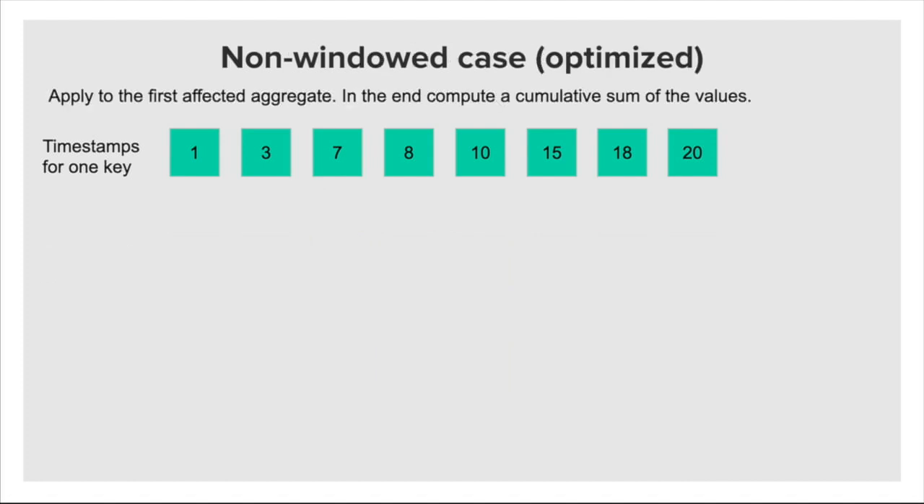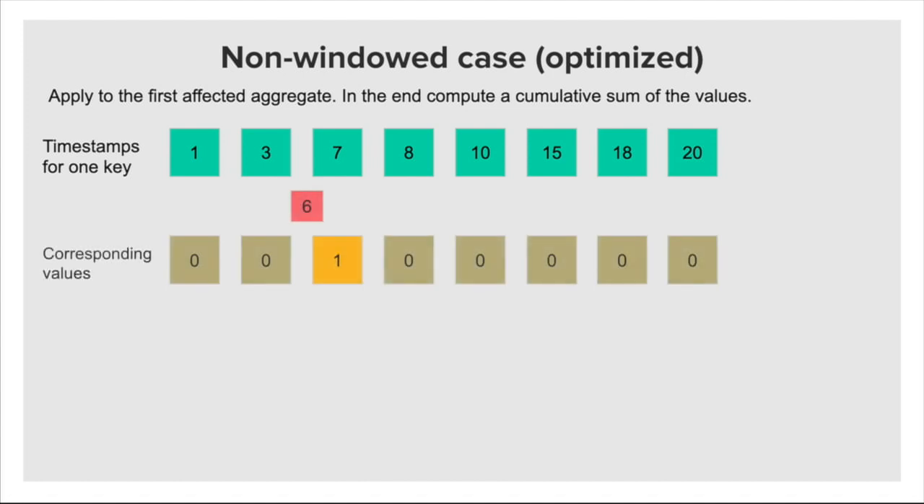Obviously, we can optimize that because essentially we don't need to remember all the aggregates. We don't need to change all the aggregates that are affected by the event, especially in the unwindowed case. What we need to do is basically to apply it only to the first affected one. So 6 only applies, the first affected one is at timestamp 7.